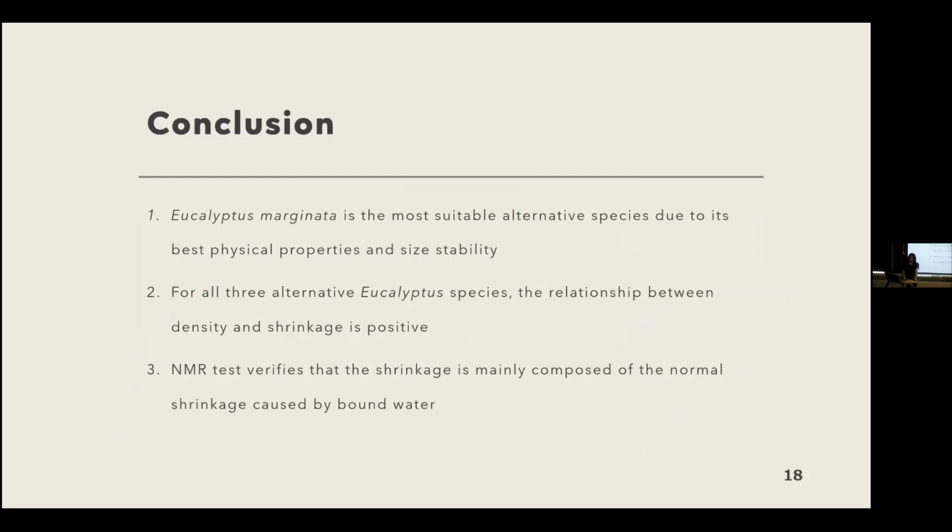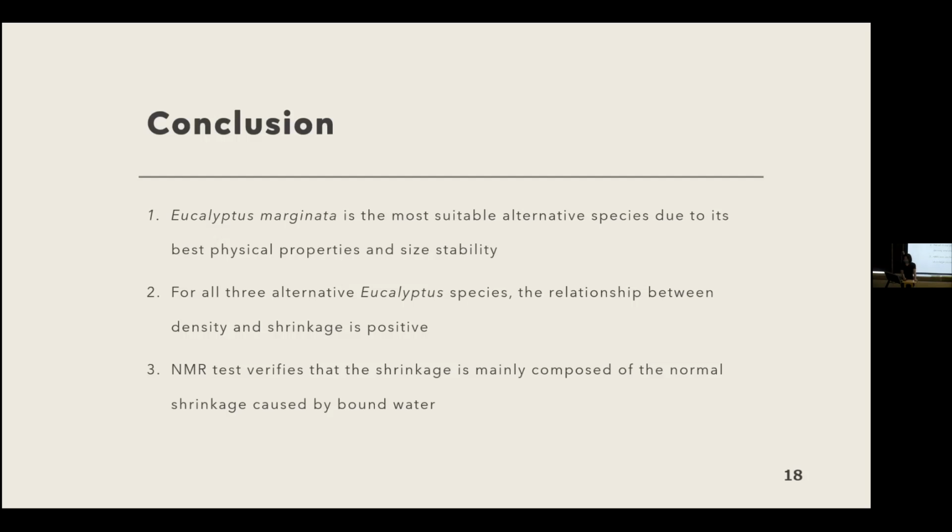This study has examined three alternative eucalyptus species as an improvement approach for the Chinese eucalyptus plantation industry, from low-end to high-end products. Eucalyptus marginata was considered the best alternative species because of its higher density, smaller shrinkage degree, and lower coefficient of anisotropy compared to those of Eucalyptus urophylla x Eucalyptus grandis that has been widely planted in China now.